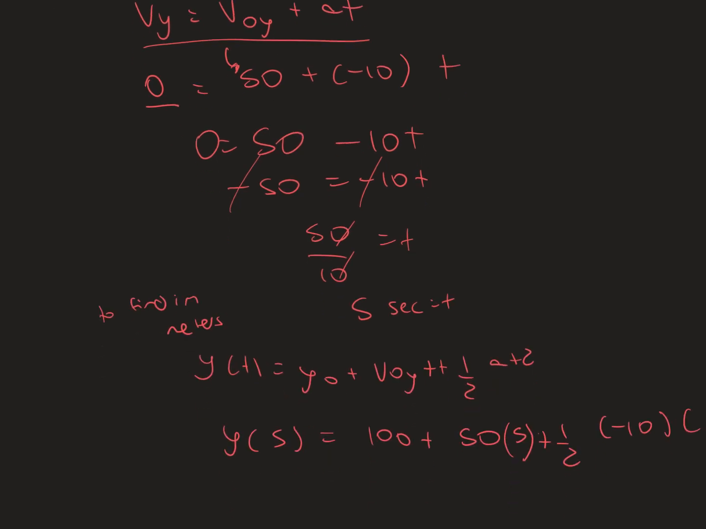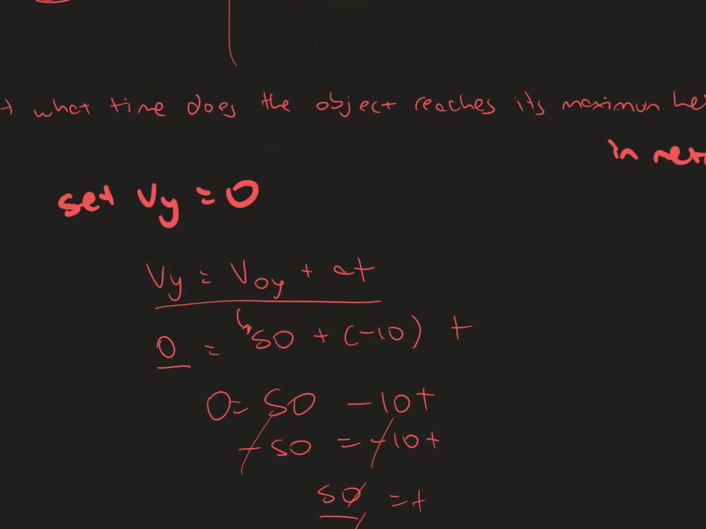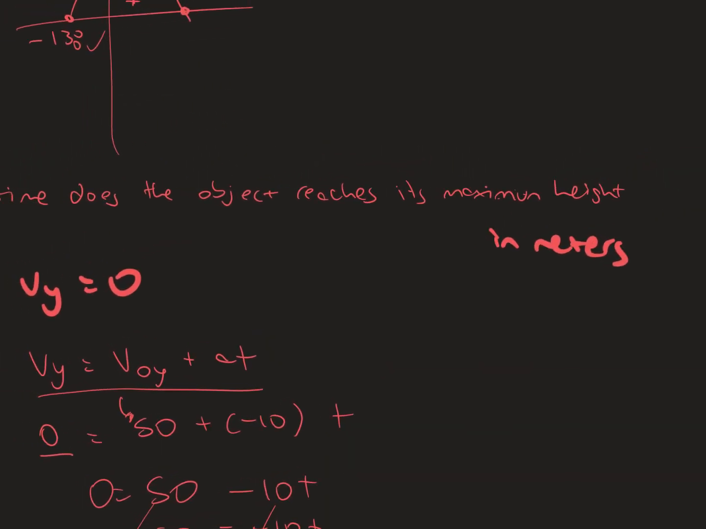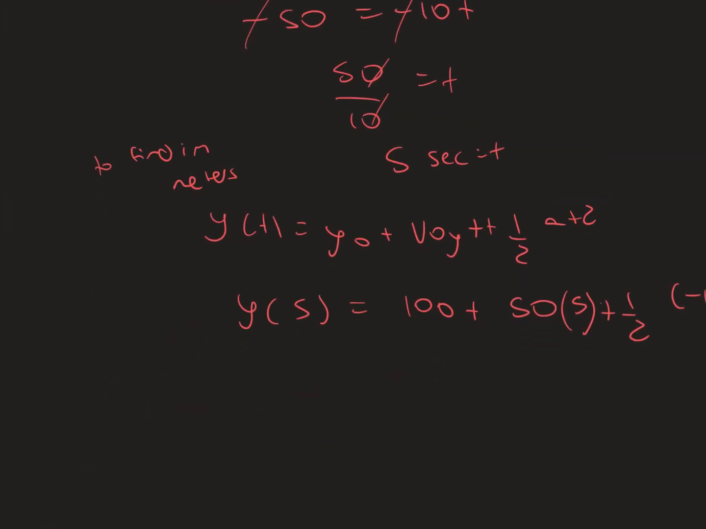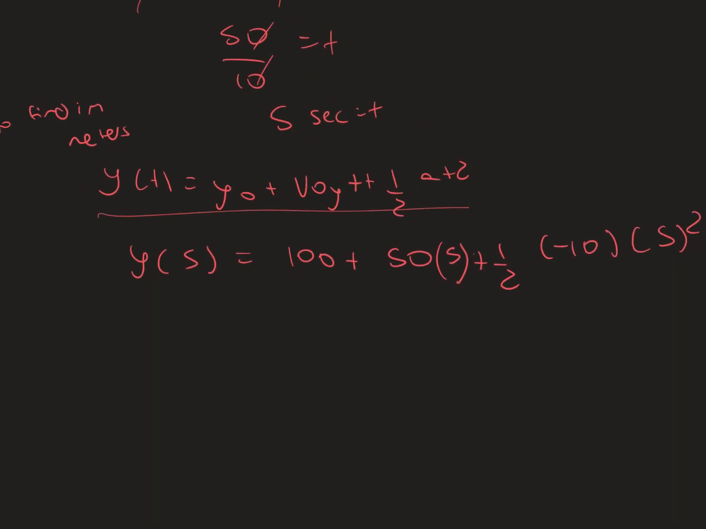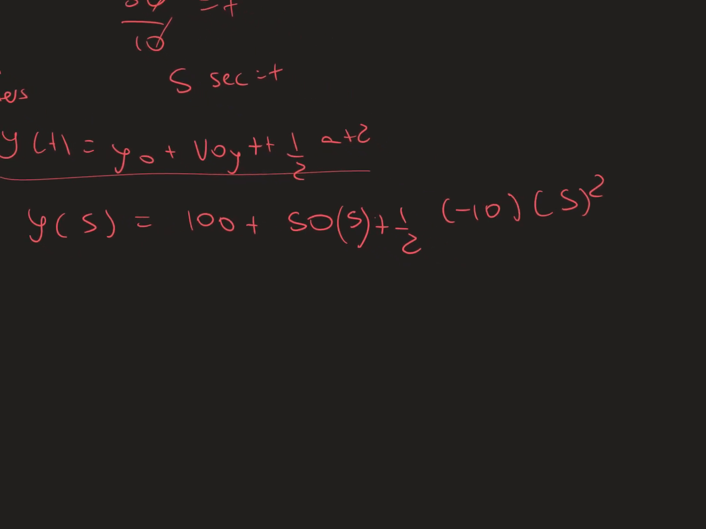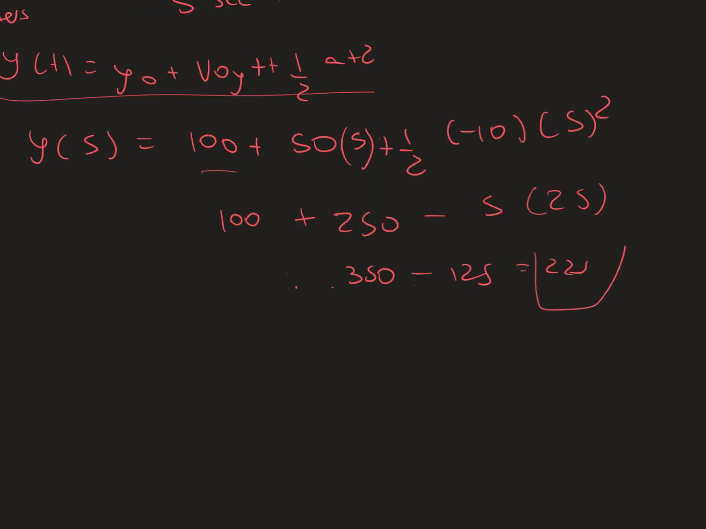Next, to find the height in meters, we use the equation y of t equals y0 plus initial velocity y times time plus 1/2 a t squared. So we do y of 5 seconds. That's going to be 100 plus 50 times 5 plus 1/2 times negative 10 times 5 squared. And that should give us 225 meters.